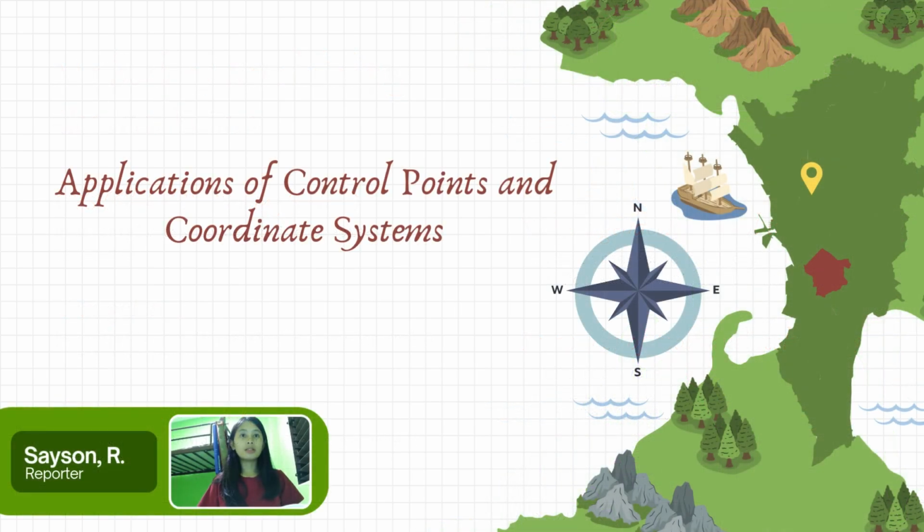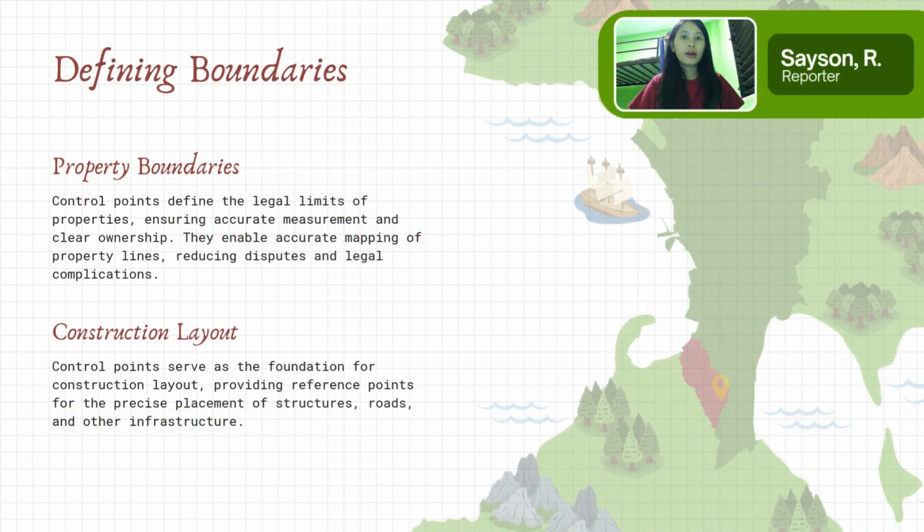Control points and coordinate systems are fundamental in various fields, including property boundary determination, construction layout, and infrastructure development. By providing precise reference points, these systems ensure accuracy and consistency in mapping, designing, and implementing projects. My topic explores their applications and the challenges encountered in establishing control. Control points define the legal limits of properties, ensuring accurate measurement and clear ownership. They enable accurate mapping of property lines, reducing disputes and legal complications.